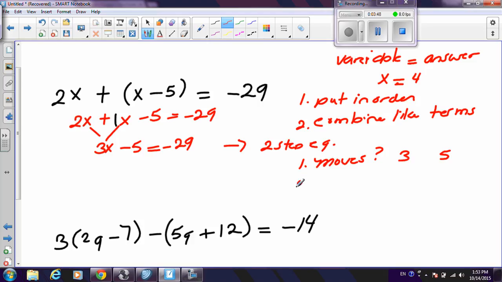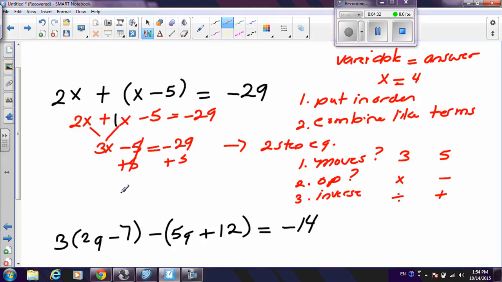Now we ask ourselves the question, well, what is the operation attached to both of those numbers? Well, the operation for the 5, that's subtraction. The operation for the 3, well, that's multiplication. And then we ask ourselves, well, what is the inverse? The inverse of multiplication is division. The inverse of subtraction is addition. Now, we know that the first number that moves is the number that is unattached, meaning the number that doesn't have a variable. Negative 5 is the only one that doesn't have a variable that is on this left side. So I'm going to do the inverse, which is addition. So I'm going to add 5, and remember to do this on both sides.